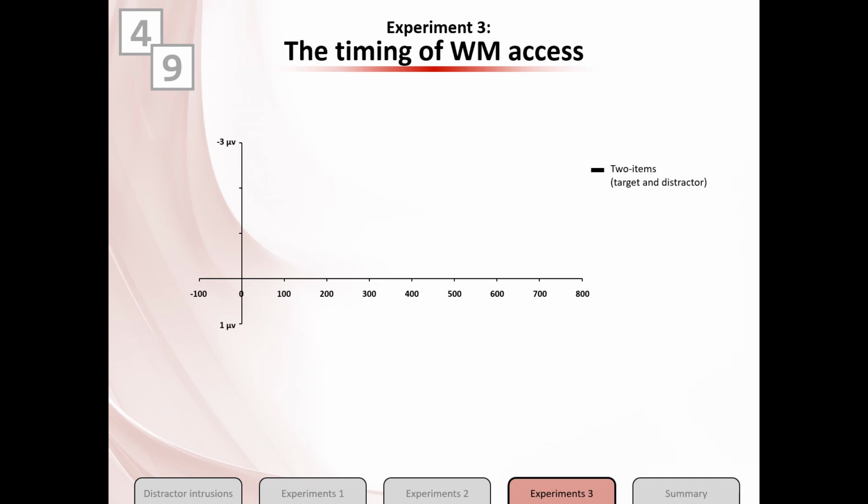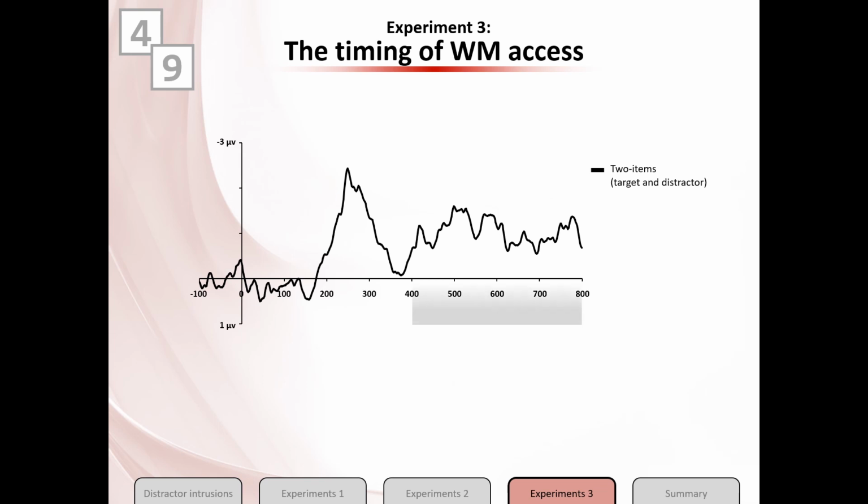about the target's identity. So first, let's look at 2-item trials, that is, trials where participants reported both the target and the distractor in whichever order. So this is the average waveform. In the 200 to 300 millisecond window, we can see the M2PC. But more important is this later amplitude. This is called the CDA. And why it's important here is because the CDA amplitude gets larger the more items are encoded in working memory. So now we can ask, what should we expect from the CDA on single item trials?